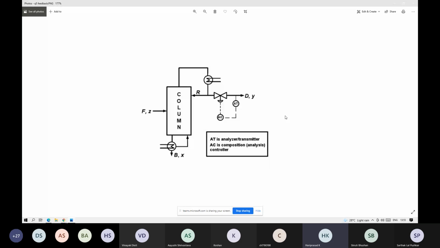Here you are interested in controlling the distillate, so you measure the distillate composition and try to control it. In that way, your argument seems to be correct, but I am not sure I can put a counter example to show that. Got it? Who was asking that question? Shruti?